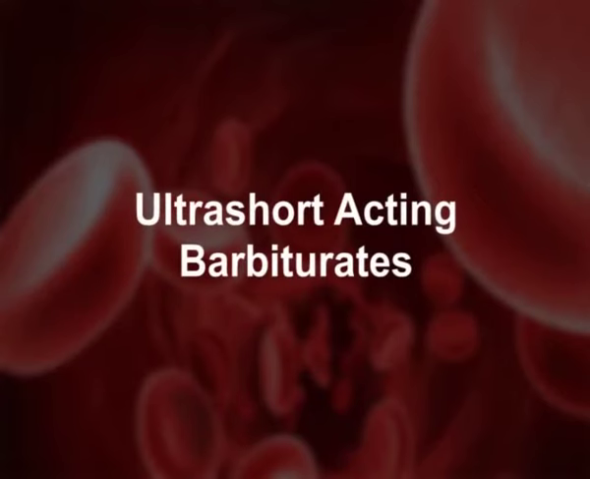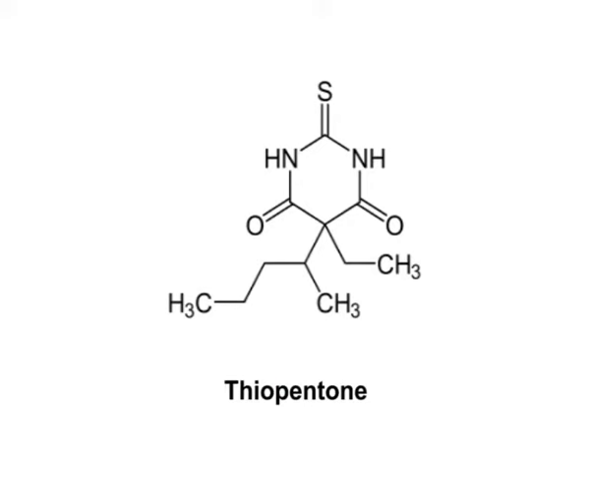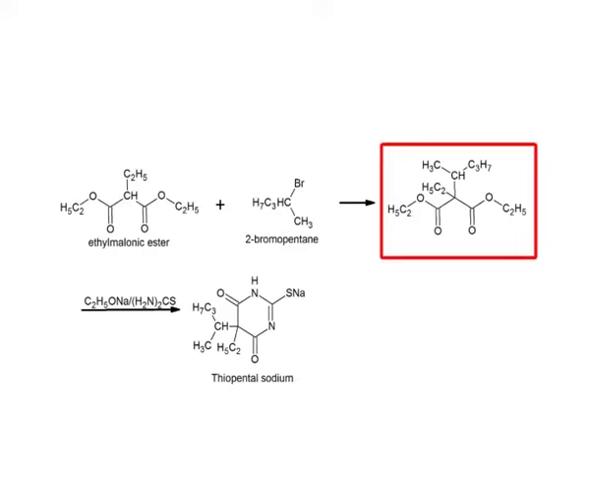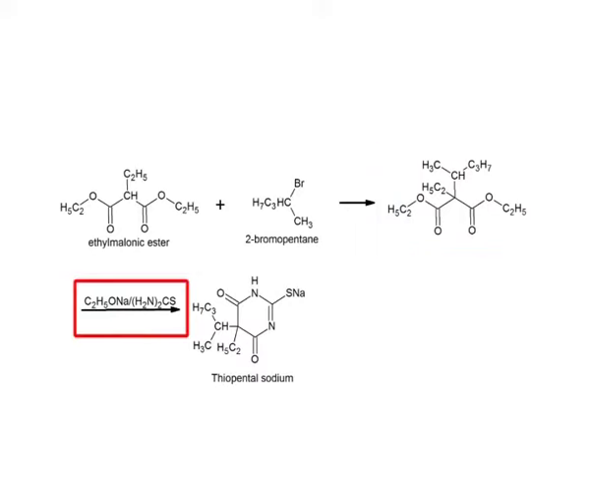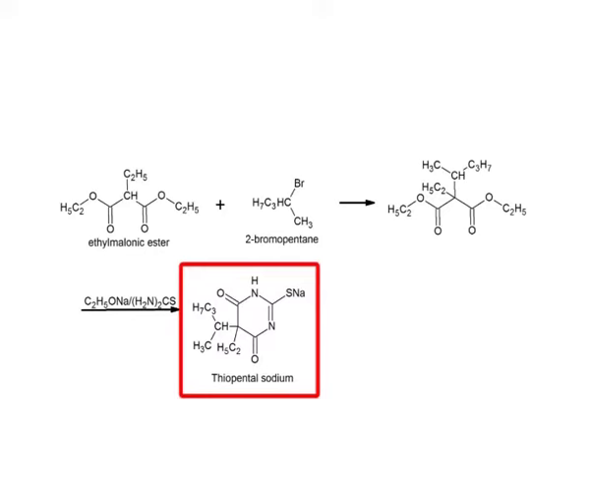The first category is ultra short acting barbiturates. Examples are thiopental, thiamylal and methohexital. Ester undergoes heterocyclization with thiourea using sodium ethoxide as a base to produce thiopental sodium.